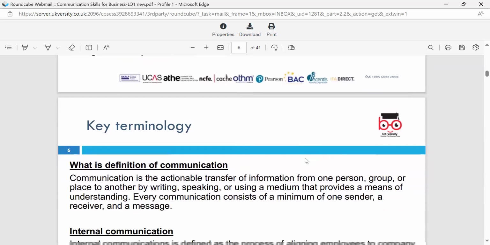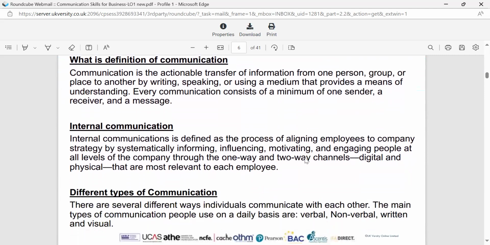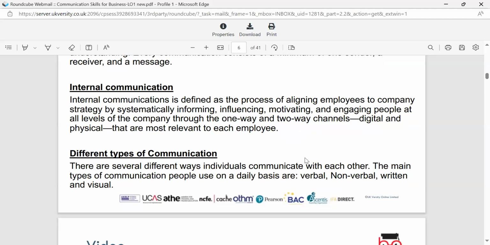Key terminology. We need to start off with the definition of communication. It's a transfer of information from one person, or a group of people, to another by writing, speaking. There are different means, and we'll be looking at different modes of communication. Internal communication is the process of aligning employees to employer strategy by systematically informing, influencing, motivating and engaging people. There are several types of communication which we mentioned: verbal, non-verbal, written and visual.